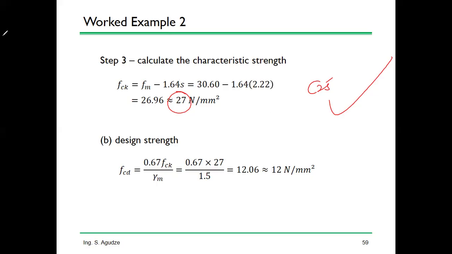Joshua? Okay, yes, sir. Good evening now. Yeah, good evening. Sir, please, I'm a little bit confused around the standard deviation. If you could take it once again, please.